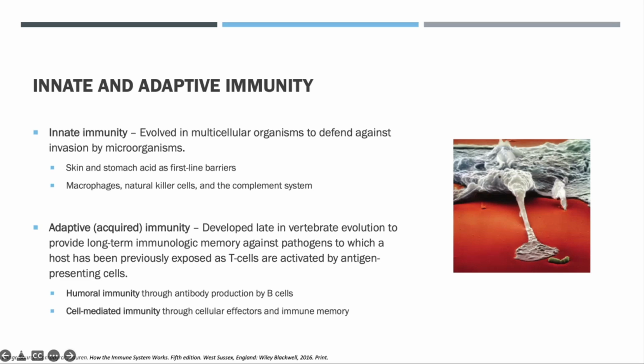The adaptive immunity is what's more so associated with the immune response to vaccination and protection through vaccination. Developed, of course, later in evolution to provide immunologic memory, both through humoral and cell-mediated mechanisms. And of course, the immune system is a talk in and of its own.